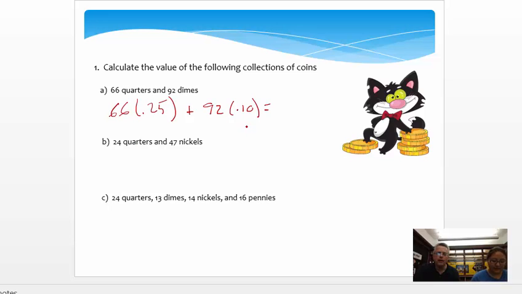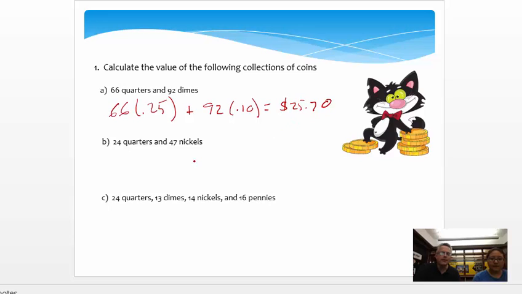So you got 1650 for the first one, and then we have 920 for the second one. We add those together. That should be $25.70. Very good.